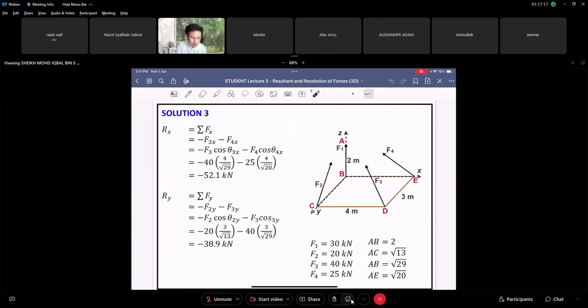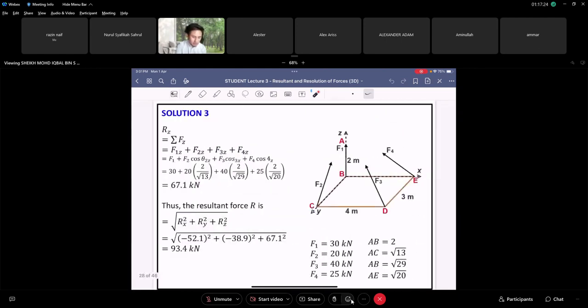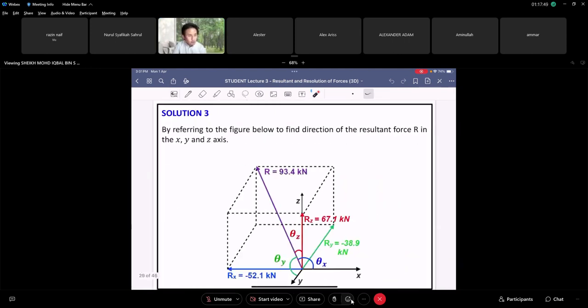So this is just the calculation of resultant force in the X direction. This is in the Y direction, and this is in the Z direction. Okay. Once you've added everything up, you just use Pythagoras theorem. So this is the sum of R in the X direction, in the Y direction, and the Z direction. You square everything up, and then you square root it, and finally you have your resultant force, which is 93.4 kilonewton.